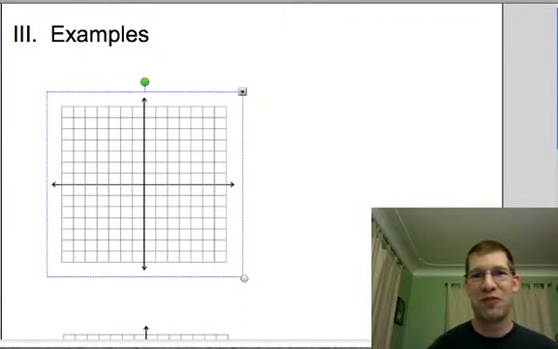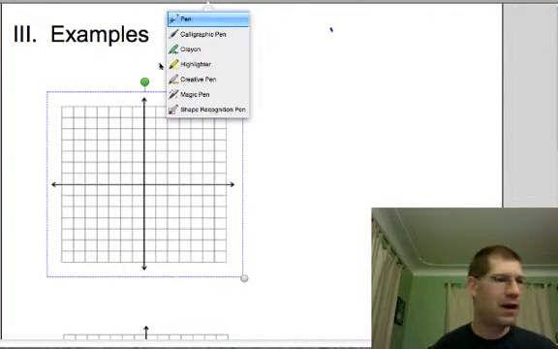3 examples, then we're done for today. So Roman numeral 3 is examples, and I have 3 graphs on there. And my first example then is, what do I have?